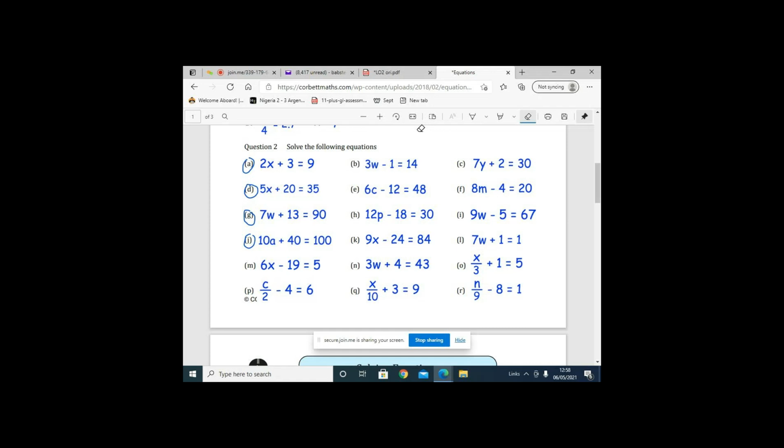What about G? W is equal to 11. G's answer is 11. Okay. What about J? 6. 6, yes. That's good. So what about M? Can you help me do M? Okay, I will do it now.